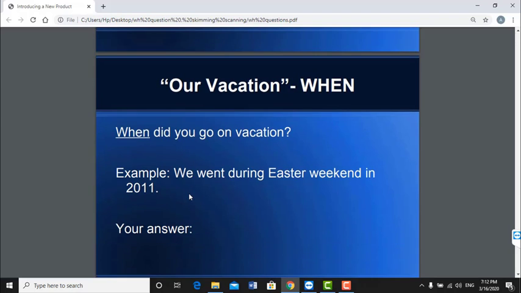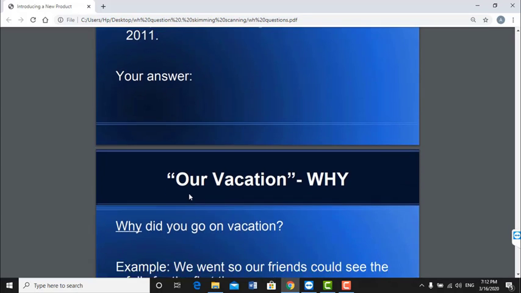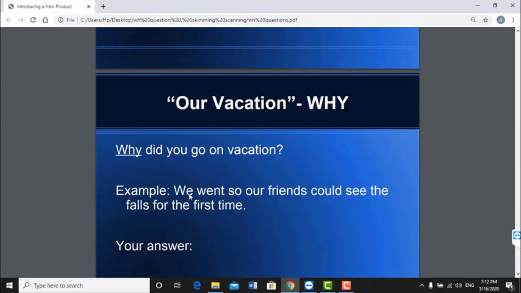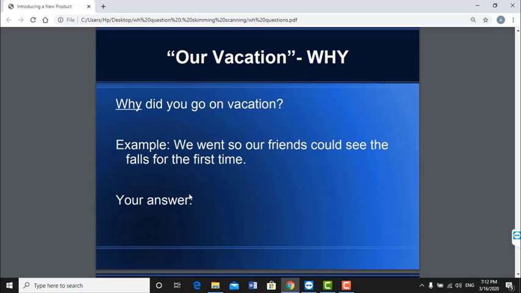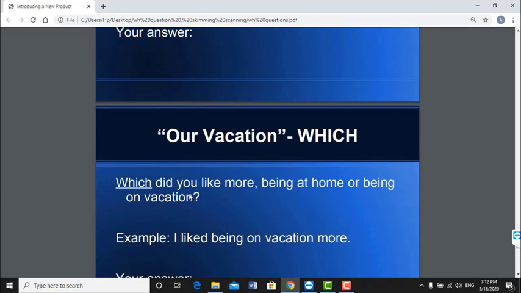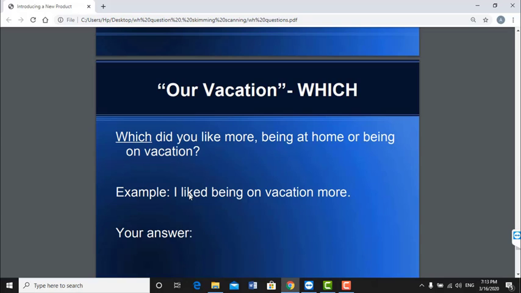When? When did you go on vacation? We went during the Easter weekend in 2011. Why? Why did you go on vacation? We went so our friend could see the falls for the first time. Which? Which did you like more, being at home or being on vacation? I liked being on vacation more.